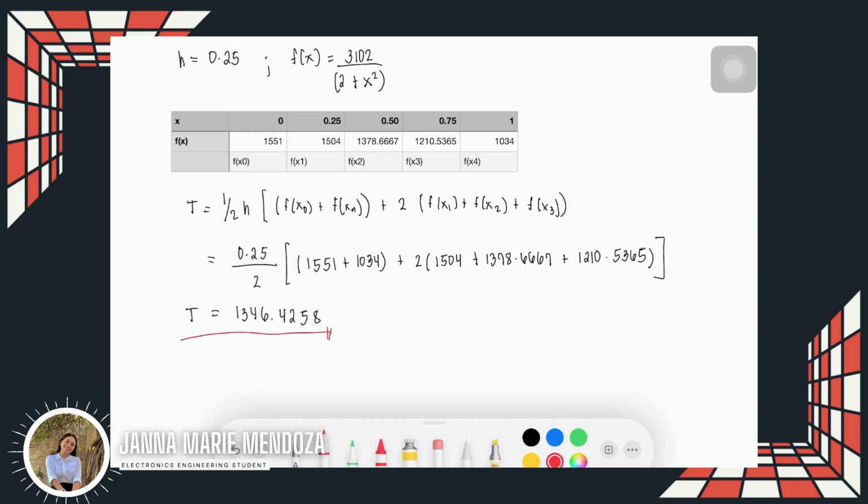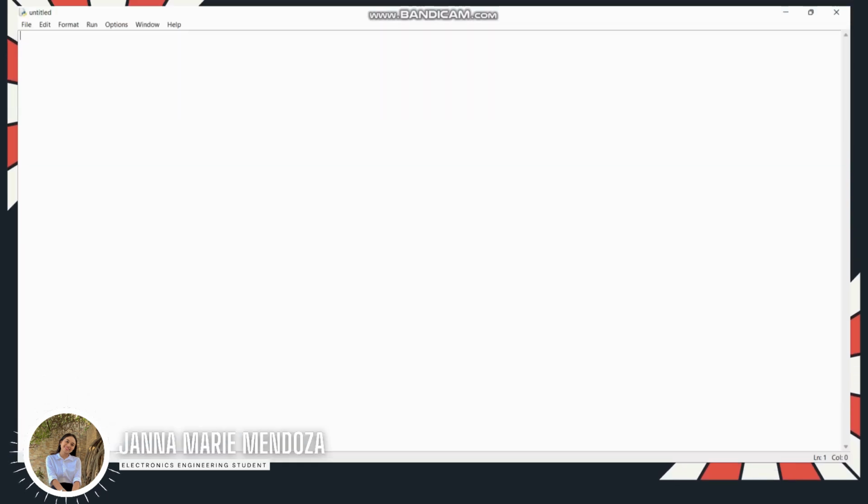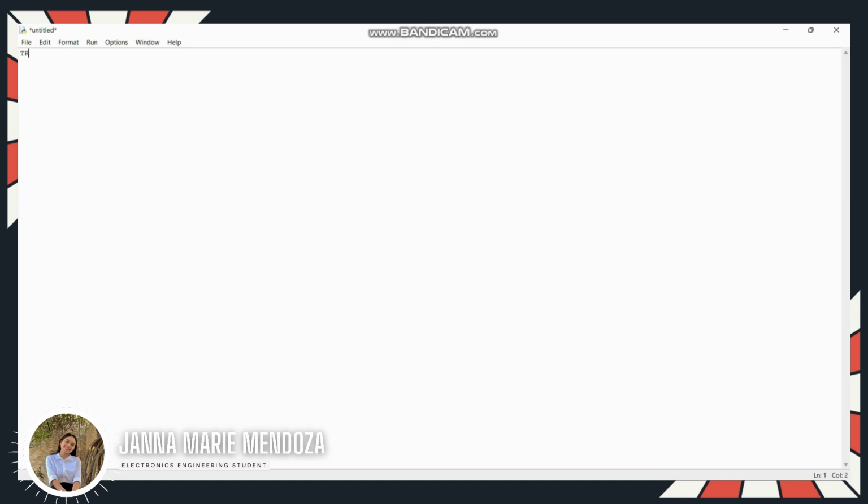After manually computing the area of a function using trapezoidal rule, we will now proceed to the programming application, which is Python. So for the trapezoidal rule, we will first define the function f of x. We will have def f of x, then return, inserting the function f of x equals 3,102 over 2 plus x times x, since it is x squared.